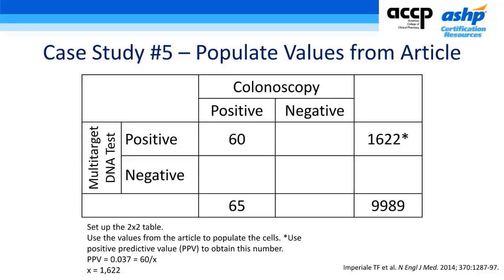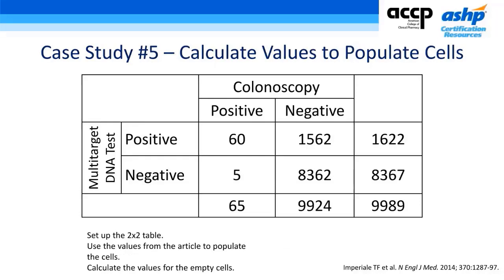So we were told the positive predictive value was 3.7%. So we need to convert that to a decimal, which would be 0.037. And that equals the true positives over X, which is the A plus B. And you solve for X using simple algebra. And that equation in math gives you 1622 cases. And then you can start doing some simple arithmetic, addition and subtraction, to obtain the information for the other cells.